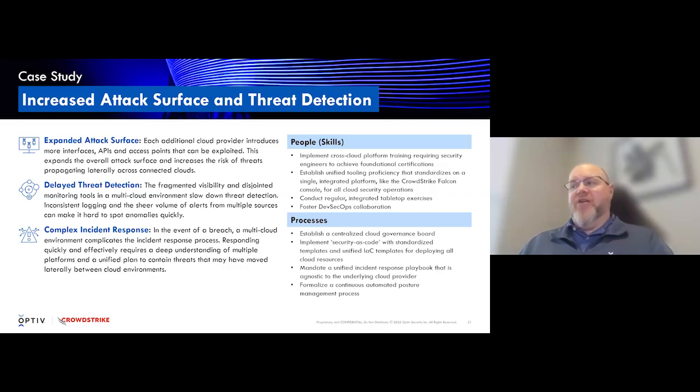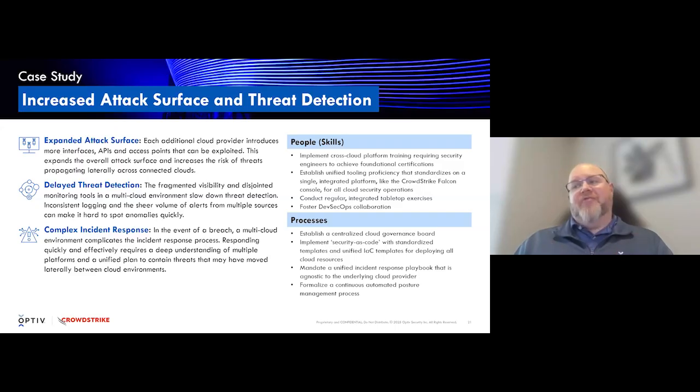We're going to want to implement security as code with standardized templates, unified via infrastructure as code templates, to make sure that we are building infrastructure that is secure by default. Some of the tools available from CrowdStrike can help you ensure that infrastructure as code has the components it needs in it to ensure that things are being built securely. And we want to mandate a unified incident response playbook. That playbook needs to account for all cloud service providers as well as software as a service providers, so that we have playbooks for each one of those unique circumstances, and ones that account for the differentiation between cloud service providers.